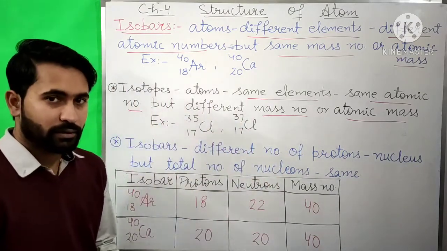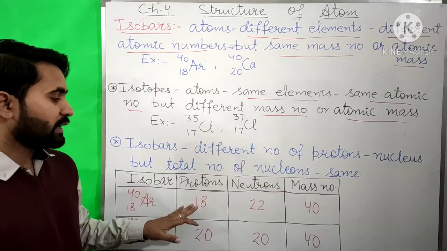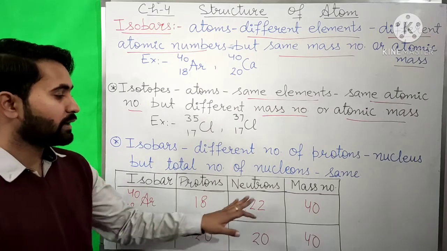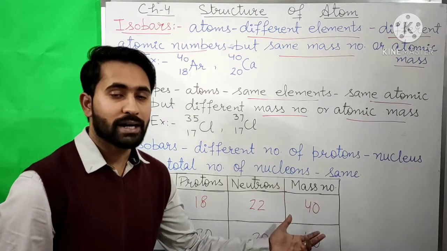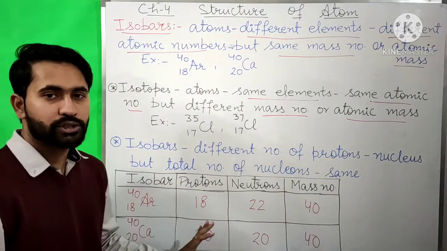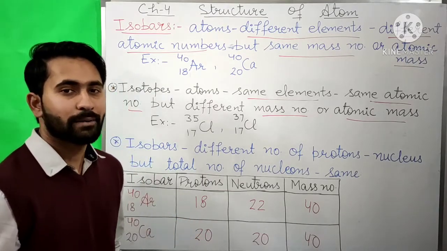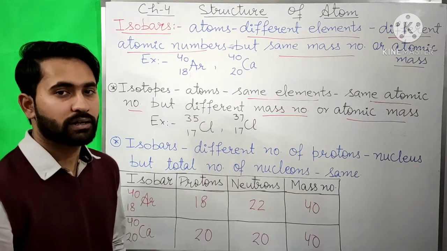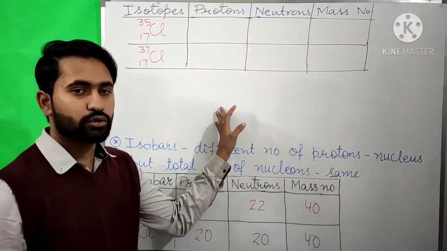So from this table we can see that the isobars have different numbers of protons but their number of nucleons, or we can say the mass number, is the same. So this is the nuclear composition of these two isobars. If in the exam it is asked to write the nuclear composition of the isobars, you have to write it like this.